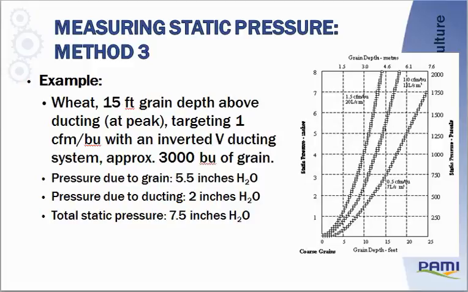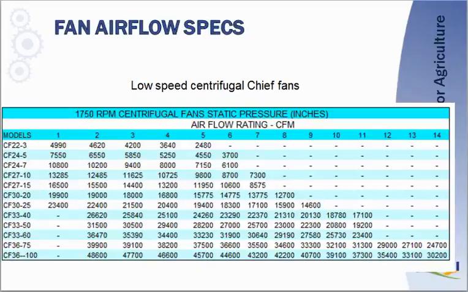So I'm going to go to the low speed centrifugal fan chart and look at 7.5 inches, which is somewhere between 7 and 8, but let's just work with 8 to be safe. If I'm operating at 8 inches of water column, I have to go all the way up to a 20 horsepower fan to get any kind of airflow. And that is going to give me 12,000 CFM for 3,000 bushels of grain, which really is overkill and doesn't make a lot of sense.